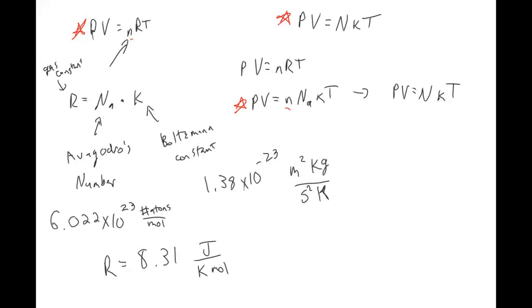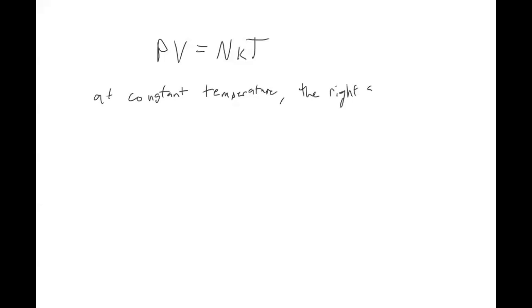And so let's look at this equation conceptually now. So we'll use our physics definition. So at constant temperature, the right-hand side is constant. So assuming you're not putting more particles into your system, like say it's a closed system, at constant temperature, then the right side is constant.